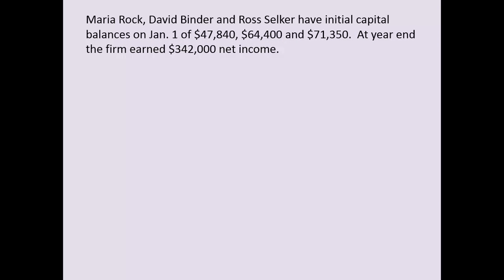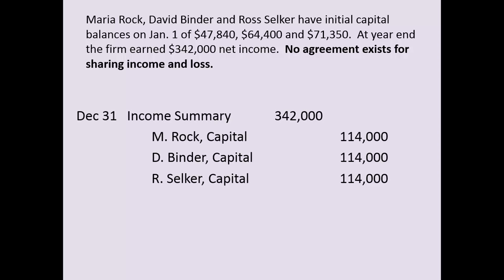Let's say we have Maria Rock, David Binder, and Ross Selker. They have initial capital balances as of January 1 of the current year of these amounts: $47,840, $64,400, and $71,350. Now at the year end, the firm actually earned $342,000 of net income. So how do we split this up? No agreement exists for sharing income or loss. So if you remember the rule, if there's nothing in writing, it must be equal. So you would divide it up 1/3, 1/3, 1/3 for each partner, and that's going to close your income summary.